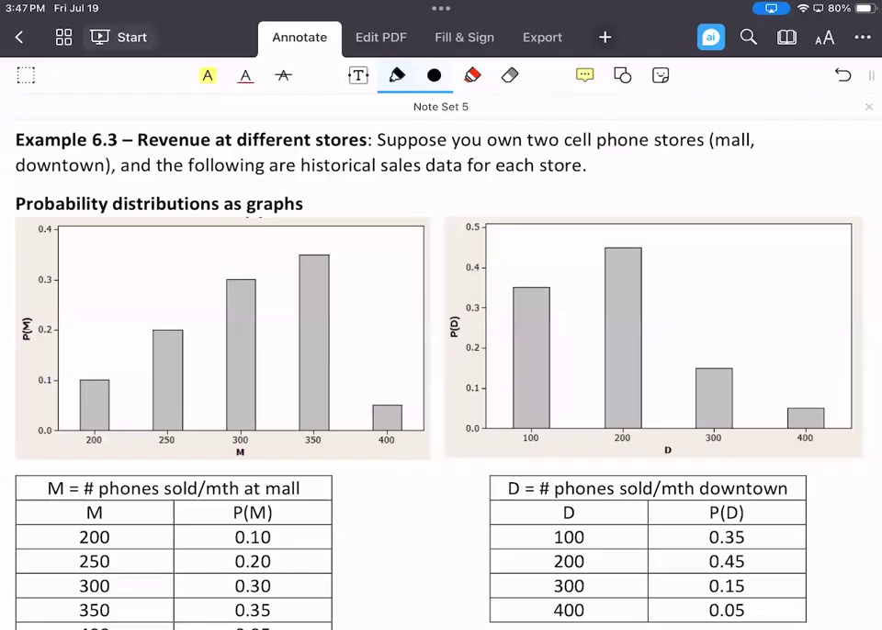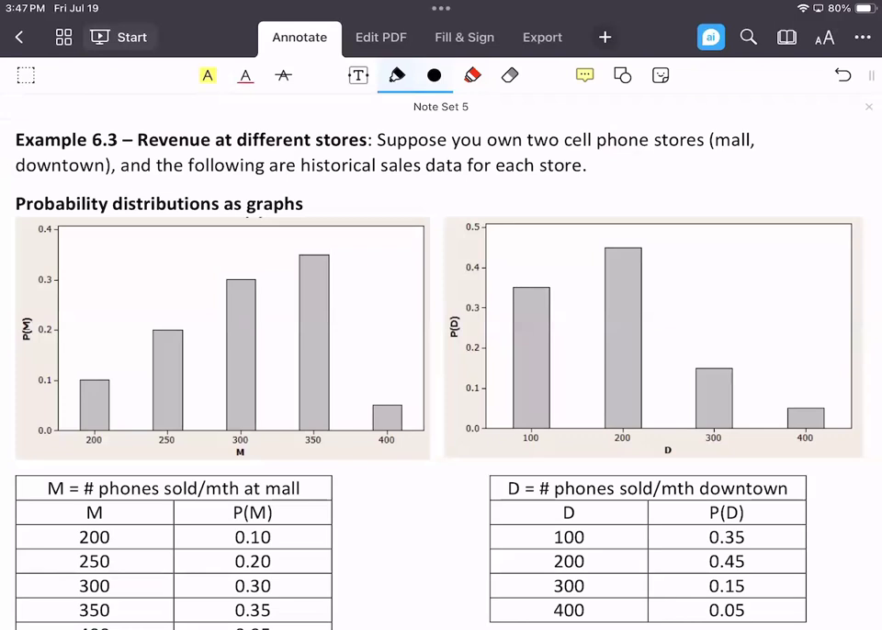Let's do another example with these discrete random variables, and we're going to once again look at expected value. Suppose you own two cell phone stores, one located in a mall and one located in a downtown location. The following are historical sales data for each store by month.